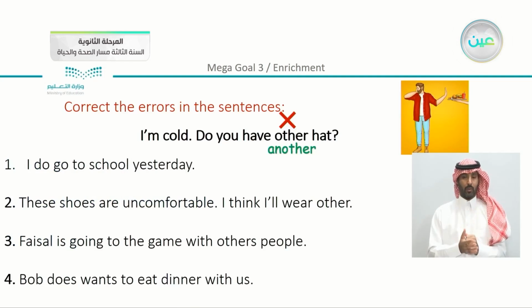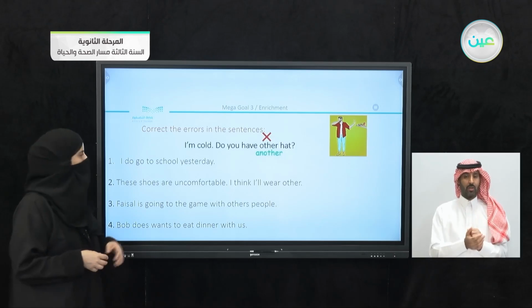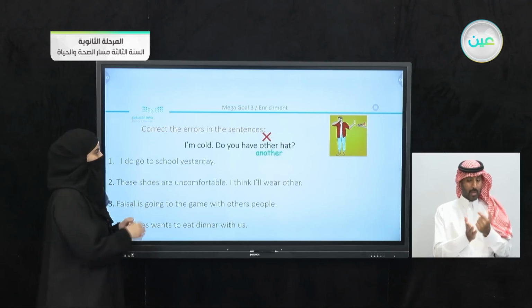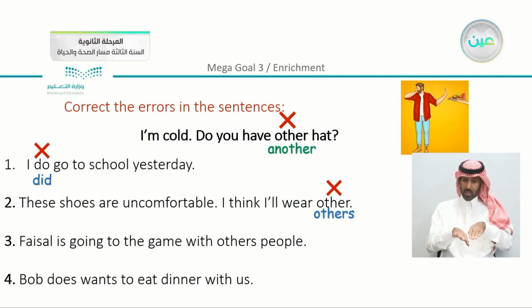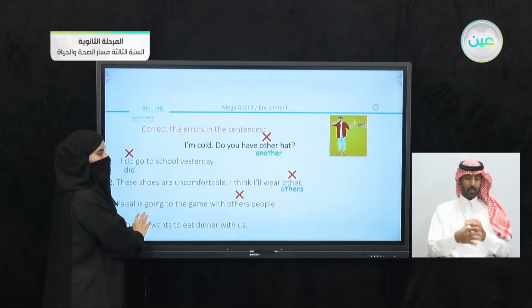Now, here we are going to correct the errors in the sentence. From the first sentence, we're going to just read and see what is the error and correct it. I do go to school yesterday. Now, I'm talking about the past. So here, it is wrong to use do, and we have here did. These shoes are uncomfortable. I think I'll wear other. So here, what is wrong with the sentence? We can see that other is incorrect. We can use others because we're talking about shoes. Faisal is going to the game with others people. Now people here, can we use others with it? We can see that this one is incorrect and we have here other.